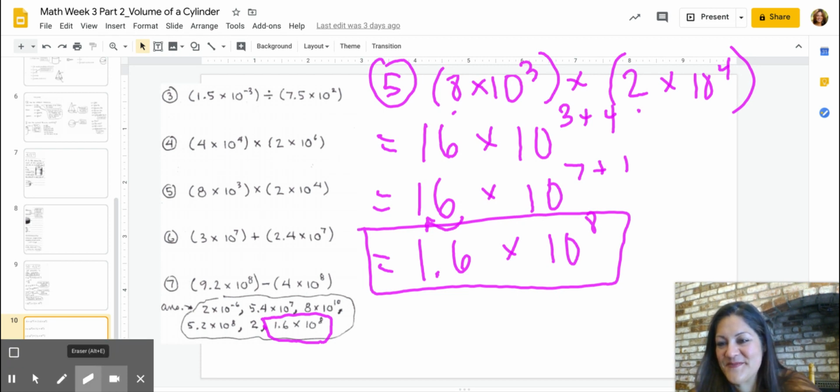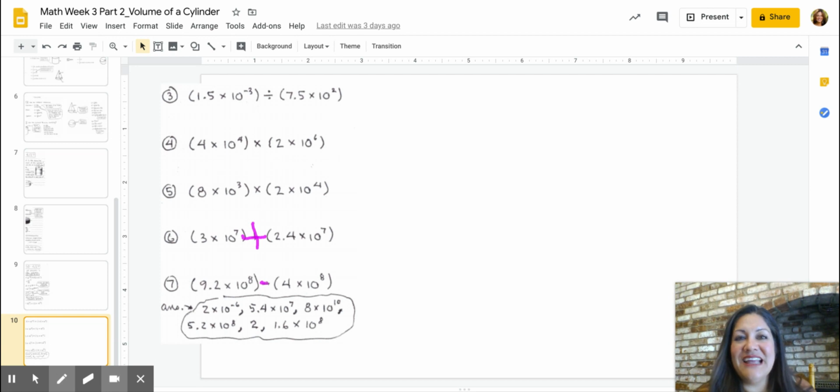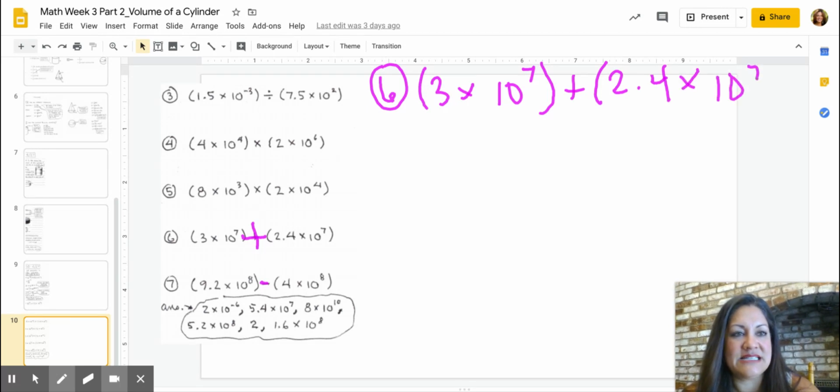Okay. 6 and 7, look at this. Addition and subtraction. You know, when we did these in class, it felt like they were the hardest, but these ones are actually pretty easy. So let's do number 6. 3 times 10 to the 7th plus 2.4 times 10 to the 7th.